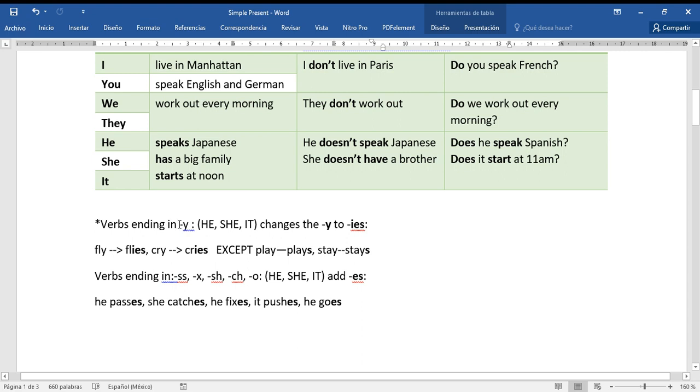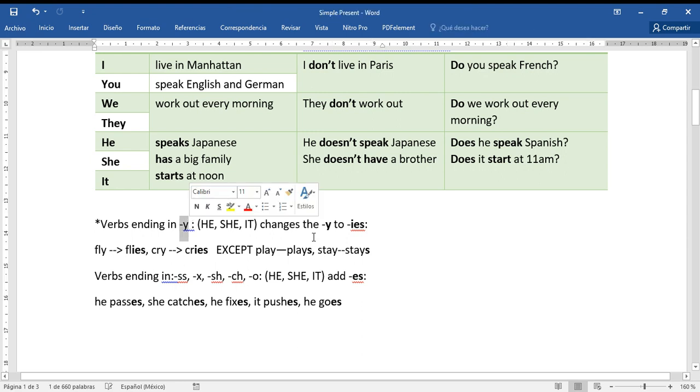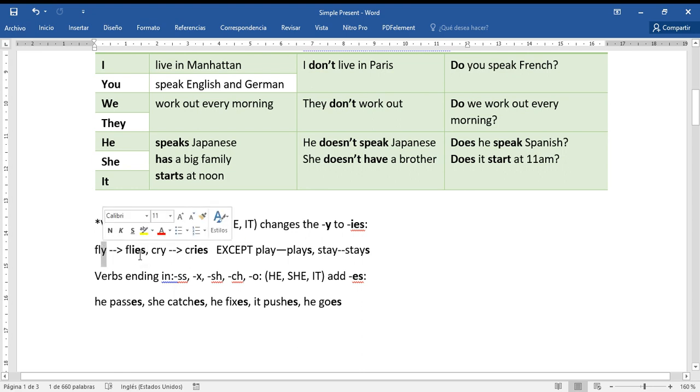Let's start with the verbs that end in Y. For example, fly, flies. We have to eliminate the Y and we have to add an IES. Cry, cries. We have exceptions. For example, play, plays. Stay, stays. In this case, we don't have to change the Y for IES.